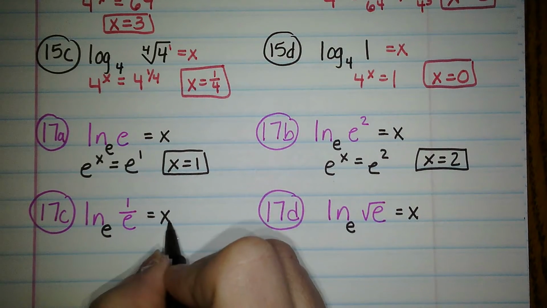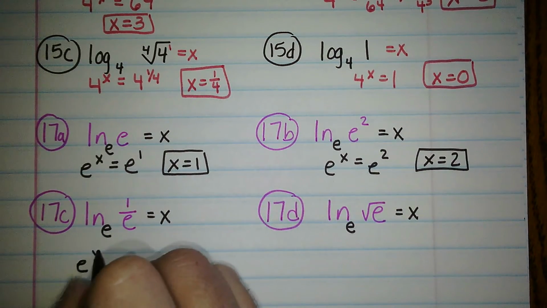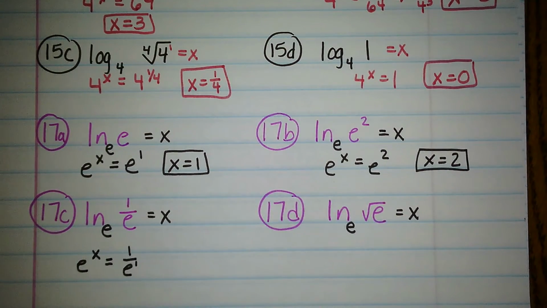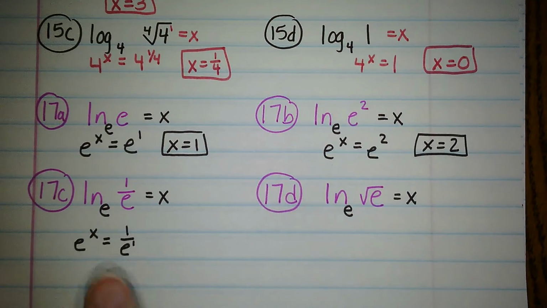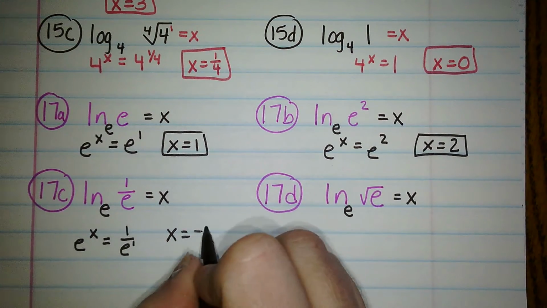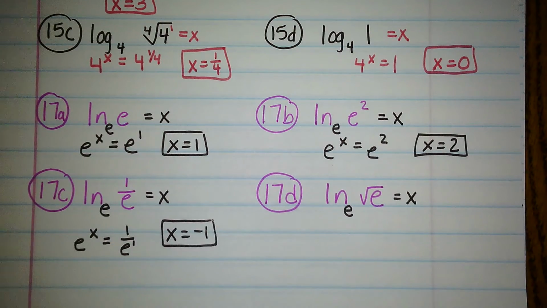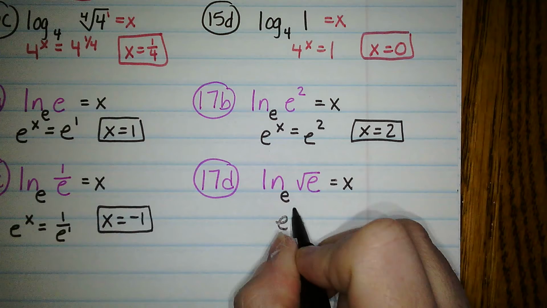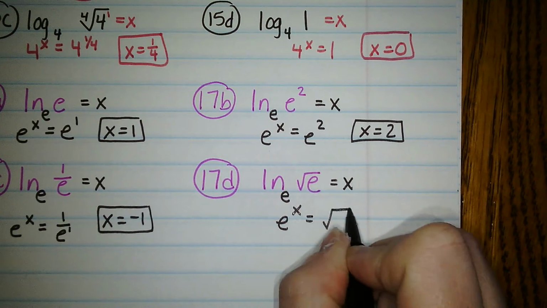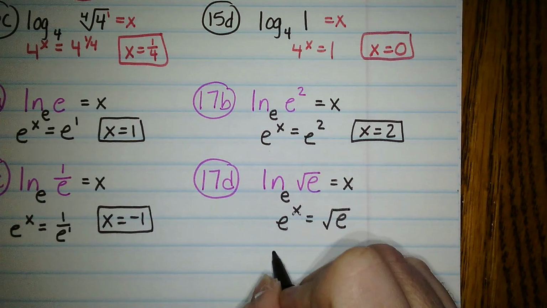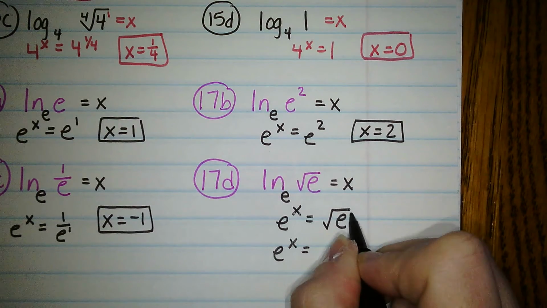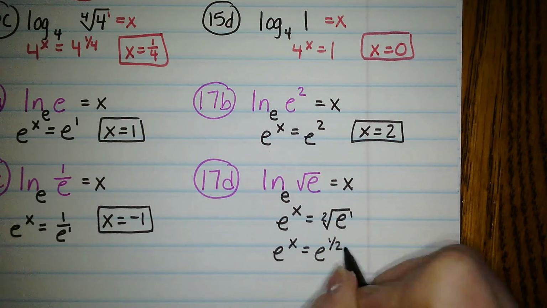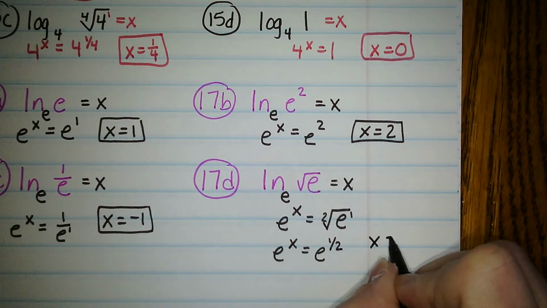This is e to the x equals 1 over e. Now this is really e to the first, but it's in the denominator, which makes this have to be a negative 1. And our last one, this is e to the x equals the square root of e. And we know that that square root of e is really power 1, square root 2. So this is e to the 1/2. So x has to equal 1/2.